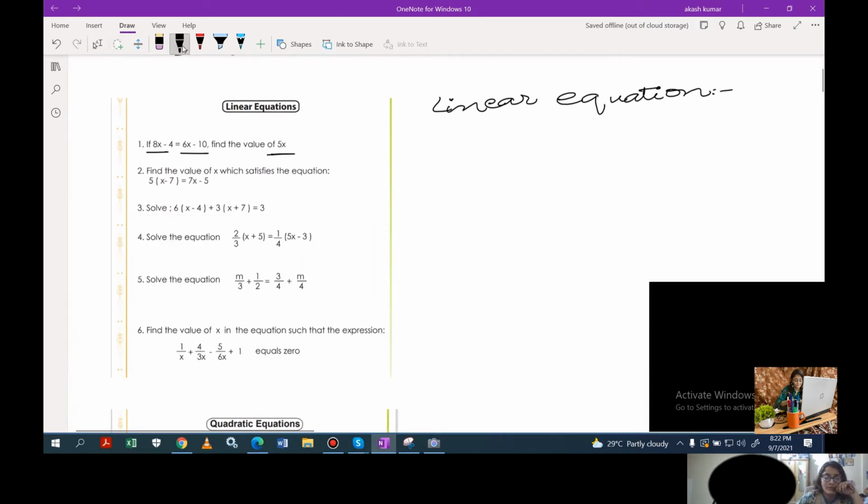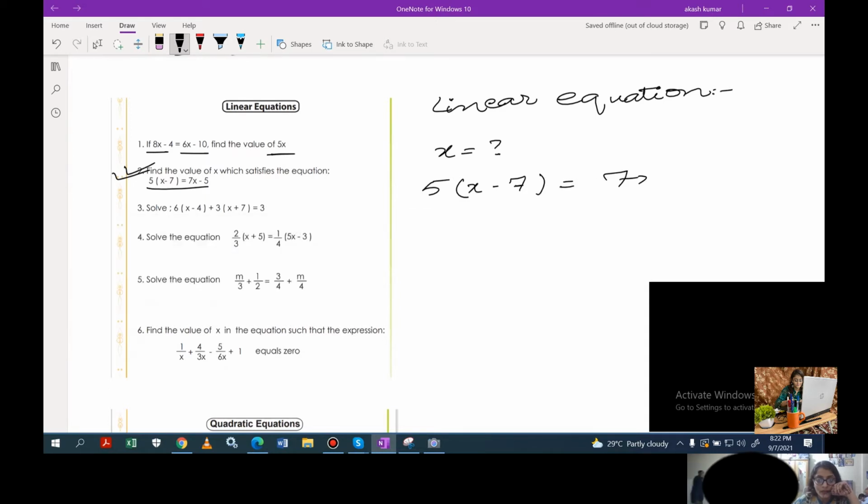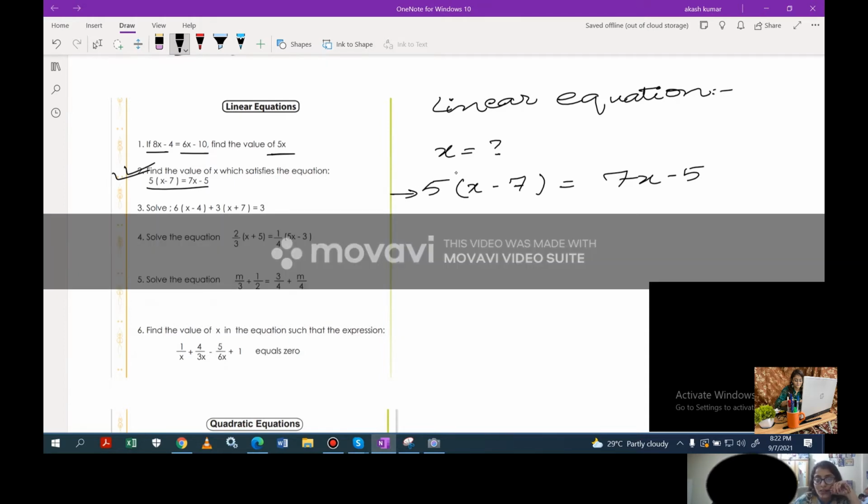Okay, so question number 2 is: find the value of x which satisfies the equation. The equation is 5(x - 7) = 7x - 5. Right? This is the equation that is given to us, and from this equation, we have to find out the value of x.